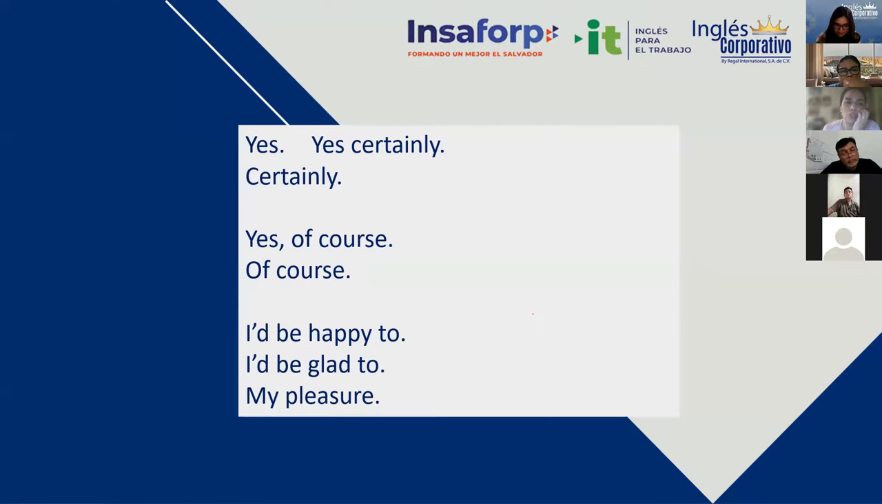Teacher, excuse me. What is the meaning of this contraction, I'd? I'd means I would. Este es el I would. I would be happy to. Me encantaría, right? Pues este sería como, I would be happy to, me encantaría. Y este estaría feliz de hacerlo, right?